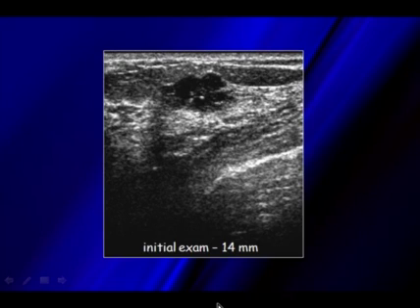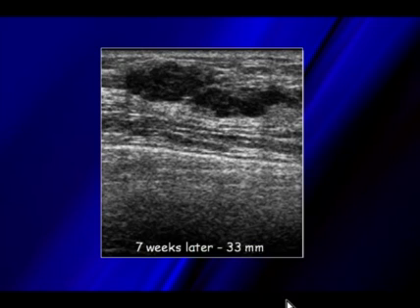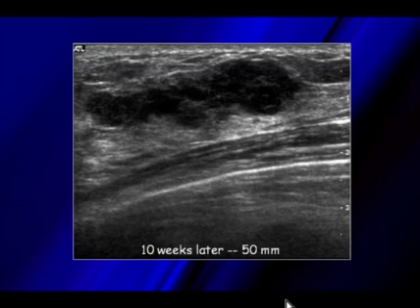On her initial ultrasound exam, we can see that there was this 14 millimeter structure. The radiologist who was reading the report that day just called it a cluster of microcysts. The patient actually came back 7 weeks later because she felt that her little cluster of microcysts was enlarging. 7 weeks after her initial ultrasound, it was now 33 millimeters. By the time she went through tumor board and was ready for surgery, 10 weeks had lapsed from her initial ultrasound, and now the lesion was 50 millimeters.